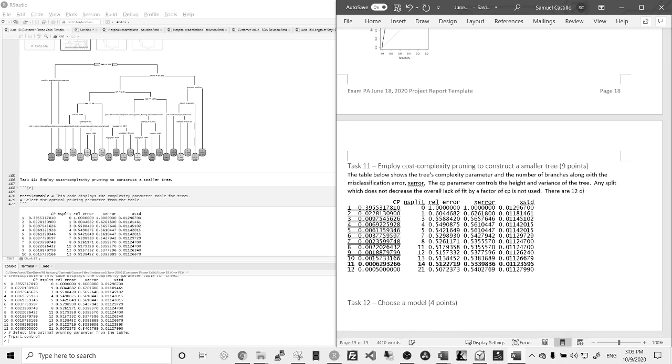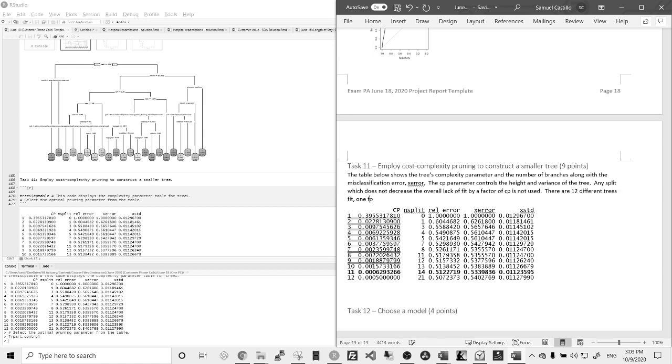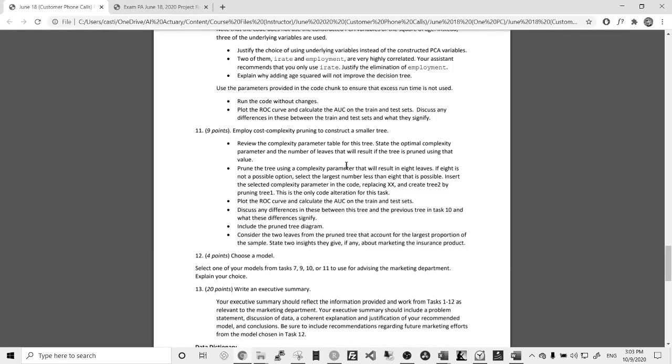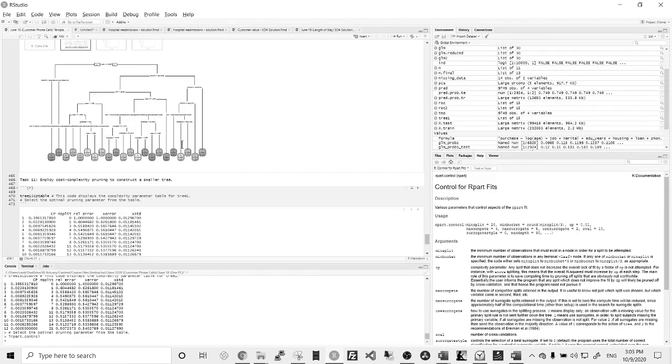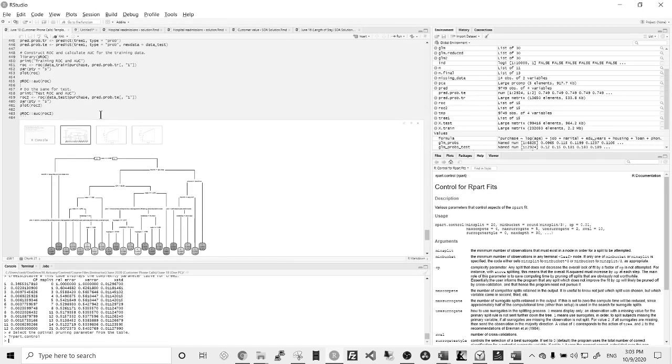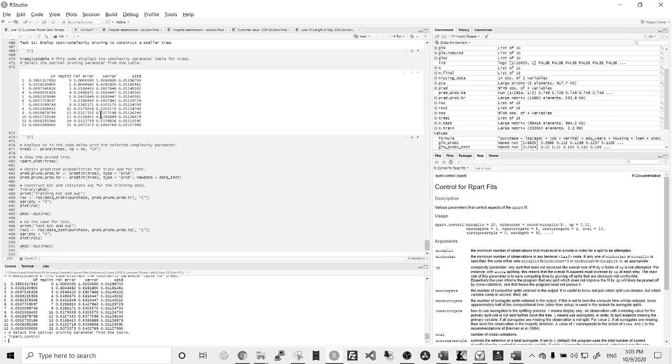There are 12 different trees fit, one for each row. The one which had the lowest error uses a CP of 0.00063, which has 14 splits. And it says prune the tree using a complexity parameter that will result in 8 leaves. So this would result in 14 leaves, but that would be rather difficult to interpret. So instead, we're going to say CP is equal to this value.